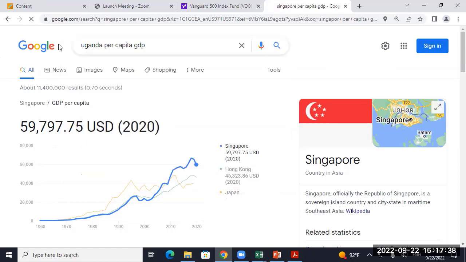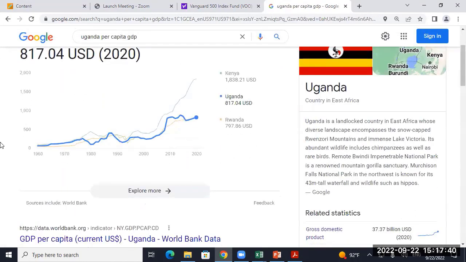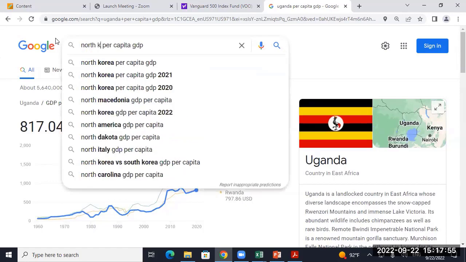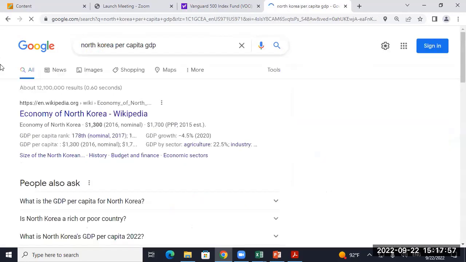Uganda, what do you think? Uganda? So, that's a $2 a day country. How do you survive on $2 a day? That's a very, very poor country. I don't know if it's the poorest country out there, but there are some poor countries out there. Something like North Korea, I don't think you can even get the numbers. I don't know if they even report them. So we just don't know what they might be. So that's part of what we're doing.